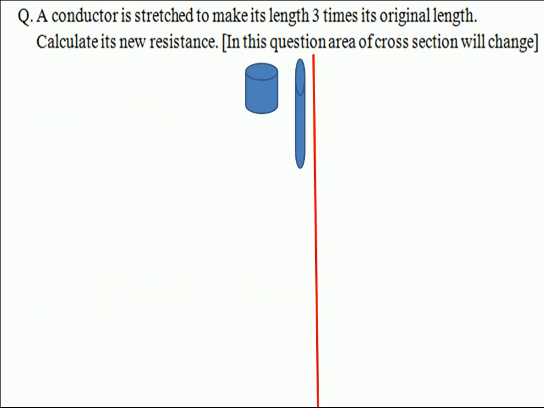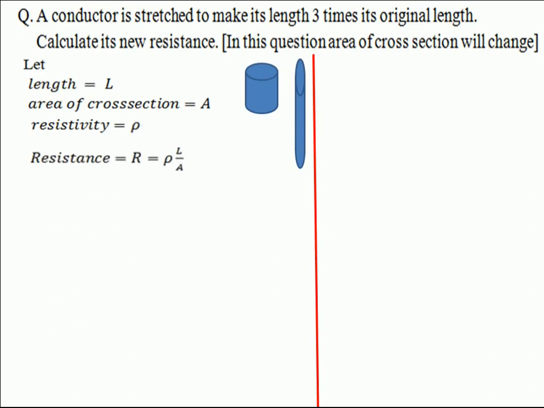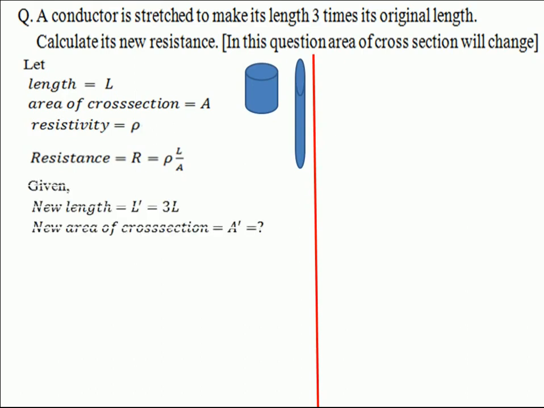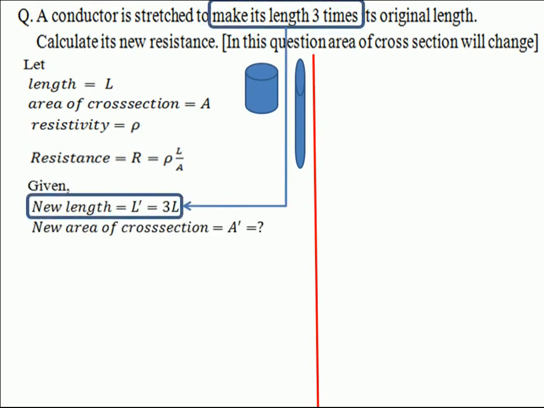As in the previous question, I'm assuming length to be L, area to be A, and resistivity to be rho. From this I can write resistance is rho L by A. Now what are the things which are given? First thing given is I'm making the new length 3 times the old length. So L dash is 3L, and the area, as I have said, will also change because I'm stretching it. So I have to find the new area.